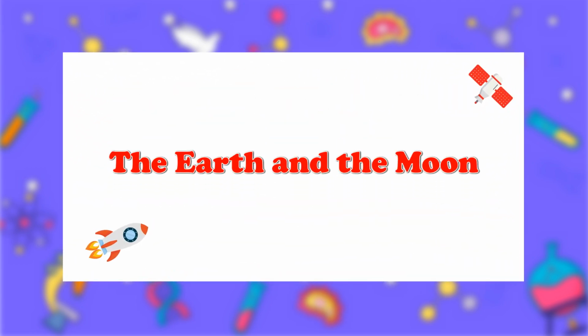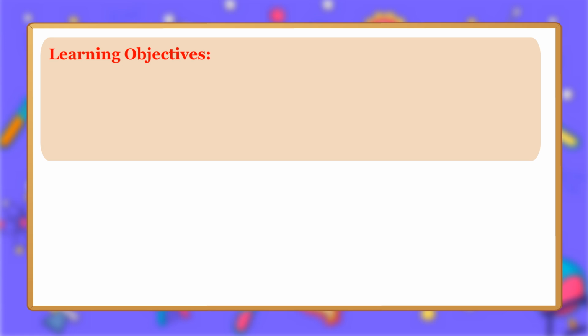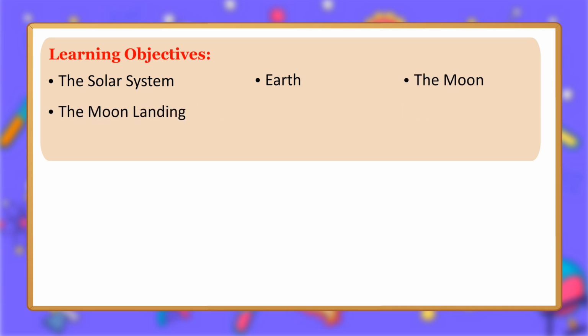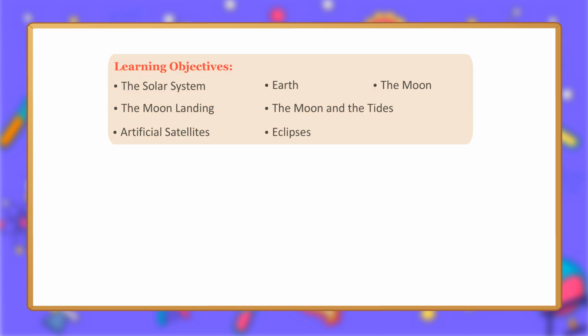The Earth and the Moon. Learning objectives. The Solar System. Earth. The Moon. The Moon landing. The Moon and the tides. Artificial satellites. Eclipses.